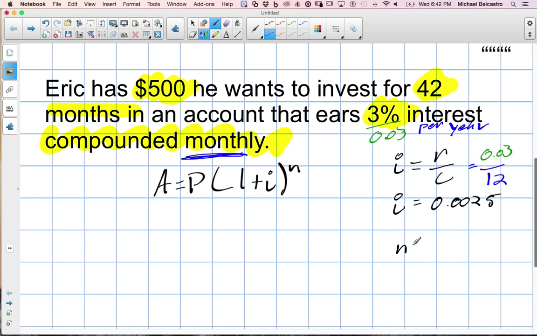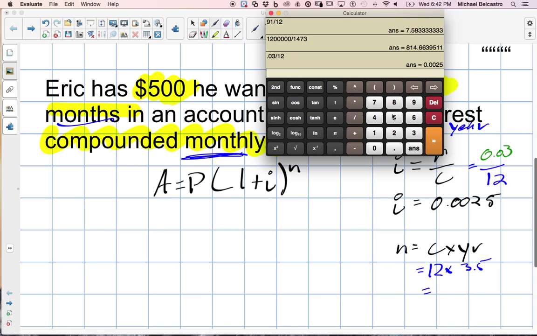And the n value. n is the compound period times the number of years. Our compound period is still the same, still 12. Our years are a little different. We're in months in this one, right? So we have to convert this to years. 42 months, what did we say it was? 3.5. Yeah, 3.5. So your n value is 3.5 times 12.